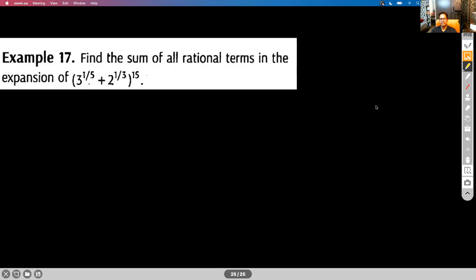Anybody? I thought people would be done by now. Okay, I can give one more minute. Okay, Tejaswini. Sum of all rational terms in this expansion. So whatever rational terms you're getting, you have to add them and give me the sum.